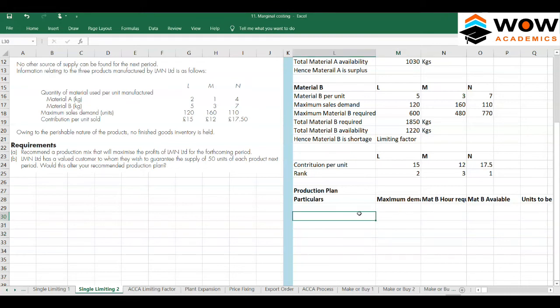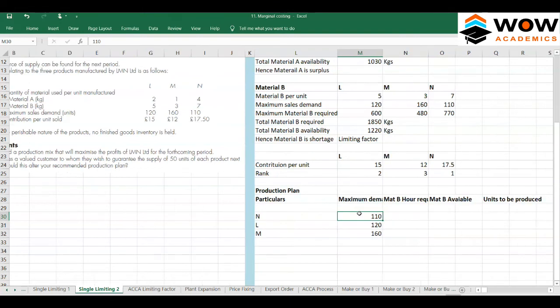we have changed the order. The order is N, then L, then M. Okay, so the maximum demand is L is 120, M is 160, and N is 110. Okay, so this is the maximum demand. So let's get the material requirement.